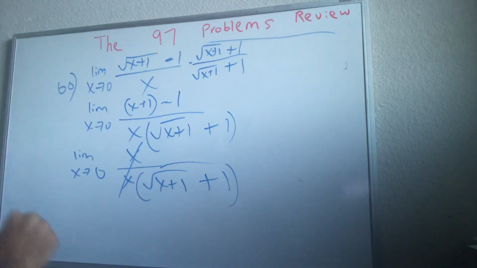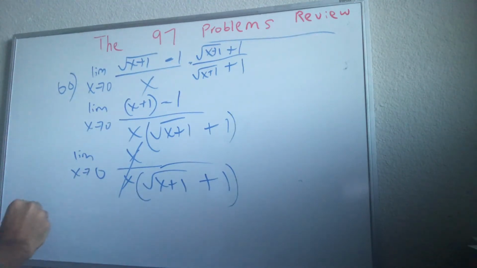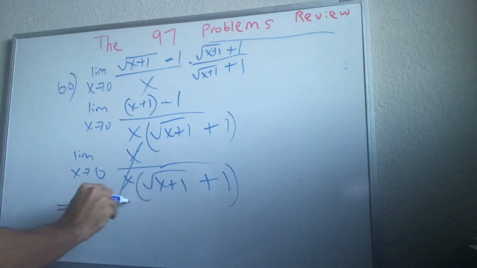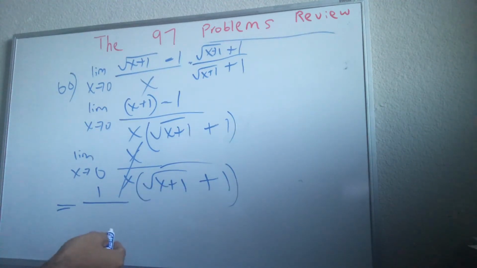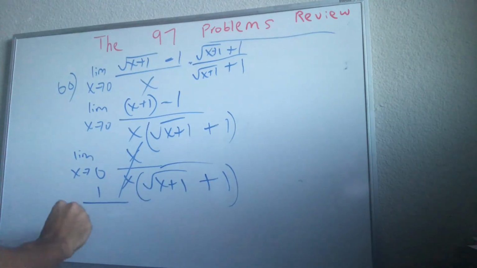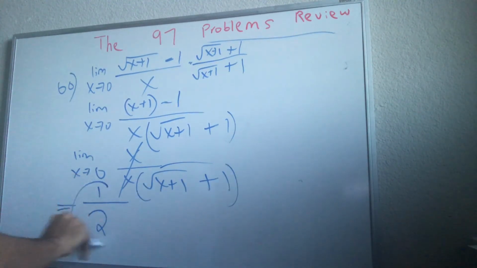And now we're just substituting this value in, because we can, and we will get a defined value. So we have a 1 in the numerator, and plugging 0 into this expression, we get the square root of 1. That's just 1 plus 1. That's 2. So our answer to question number 60 is 1/2.